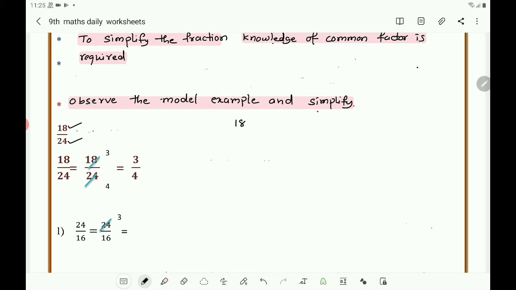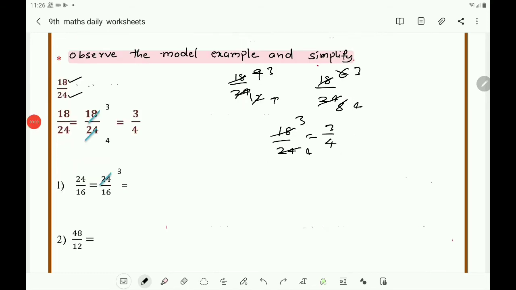If you take 18 by 24, you can take 2 12s, 2 9s, then 3 4s, 3 3s. Or you can divide by 3: 3 8s, 3 6s, again 2 3s, 2 4s. Or you can divide by 6: 6 3s, 6 4s. It completes in one step. Even though it is divisible by 2, by 3 and also by 6, it is better to divide by 6. 6 3s, 6 4s, you get the fraction 3 by 4.